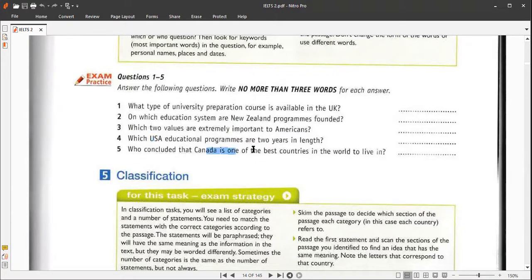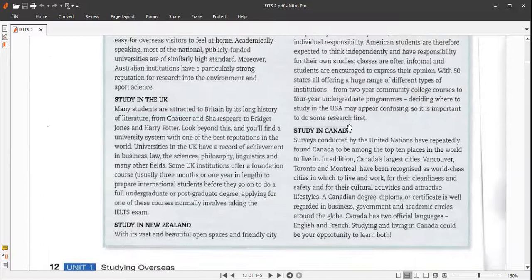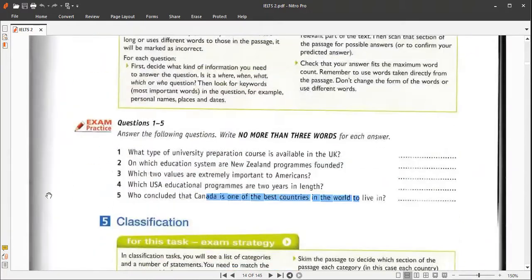Who concluded that Canada is one of the best countries? The question is who, so we need to look for the name of the person or the figure that concludes that Canada is one of the best countries in the world to live in. Okay, here, Canada. Surveys conducted by the United Nations have repeatedly found Canada to be among the top 10 places in the world to live in. So the answer is the United Nations. Beware of the spelling, United Nations with S. Okay, that's how you answer number 1 to number 5.